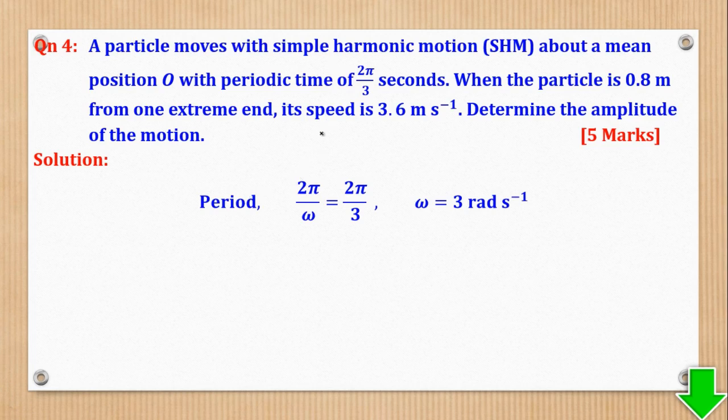So first of all, the period is 2 pi over omega. That means that when I equate to this period here, I'll be able to get the value of omega as 3 rads per second.